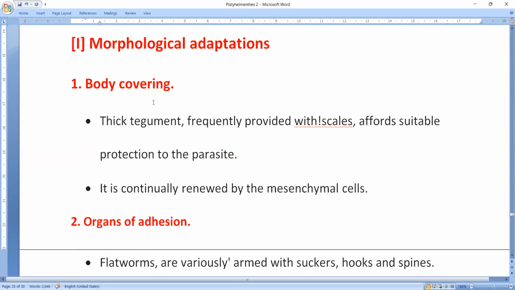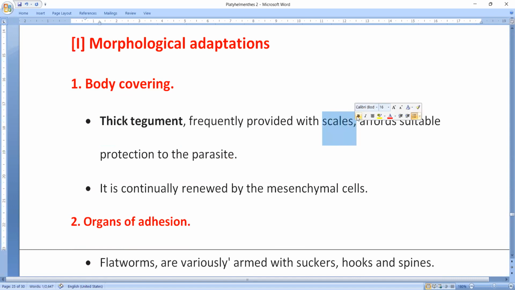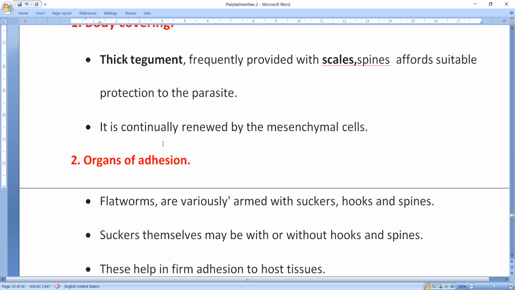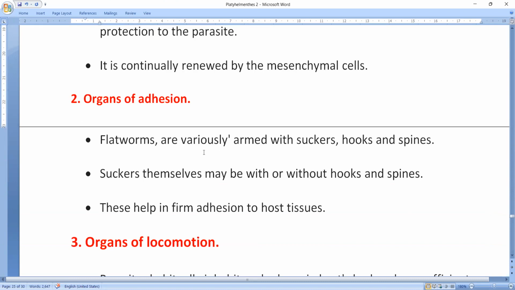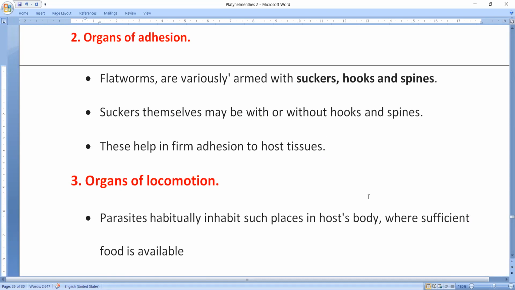Morphological adaptation, the body covering. The body covering contains thick tegument. It is frequently provided with scales or spines, etc. That affords suitable protection to the parasite. The tegument protects well. It is continually renewed due to regular exposure to host body tissues, diminished and renewed frequently. Many organs of adhesion, like we have seen suckers, hooks, and spines, are present. They are helpful for attachment and also helpful for protection.